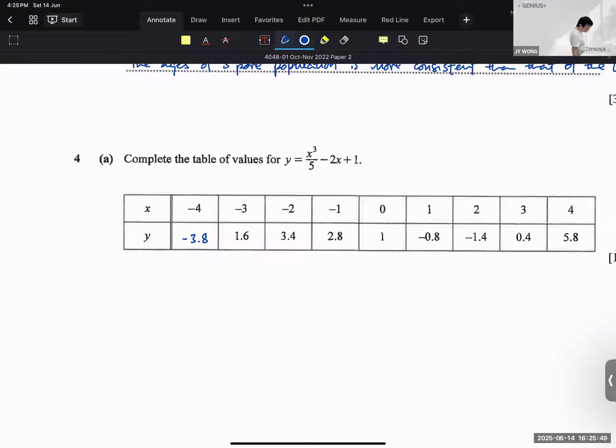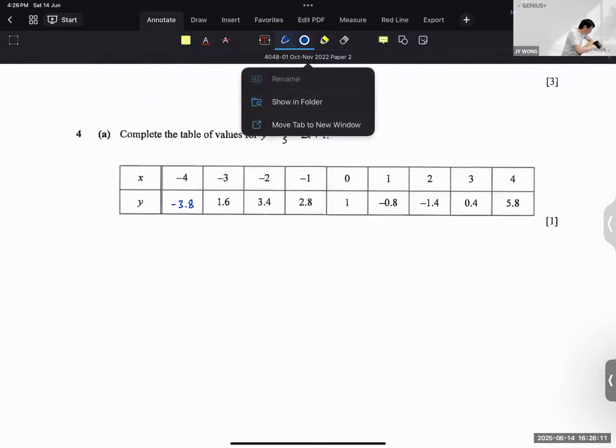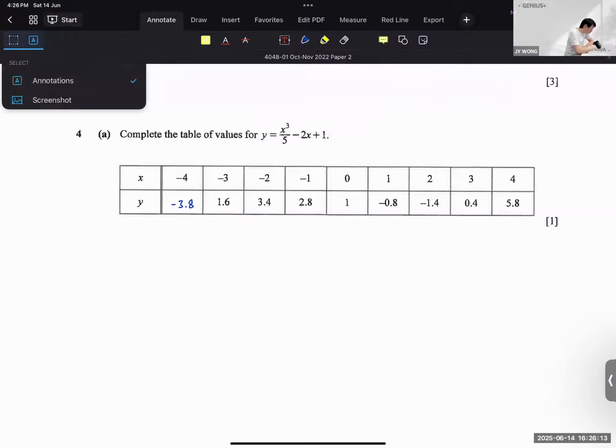So you will get -3.8 there. Let me just press one more time, but it should be correct. (-4) to the power of 3 over 5 minus 2 bracket -4 plus 1, -3.8. So this is the table that you have. Then you go and plot and draw the graph.